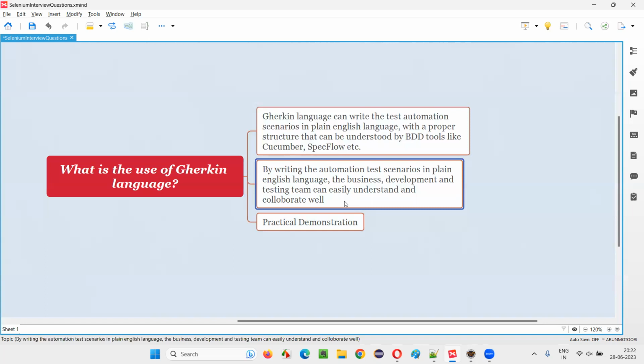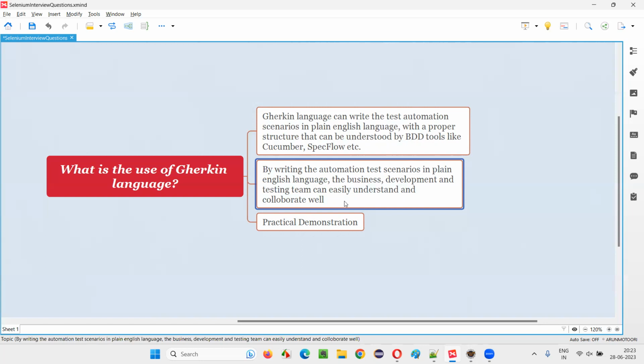Okay. These test automation scenarios now not only can be understood by the developers and testers, but they can also be understood by the business team, who are generally the non-technical team. Okay. So the dots are being connected. Everyone can communicate over these test automation scenarios.